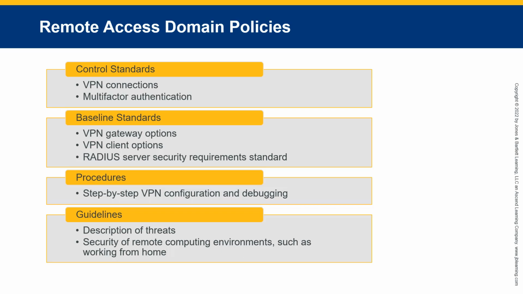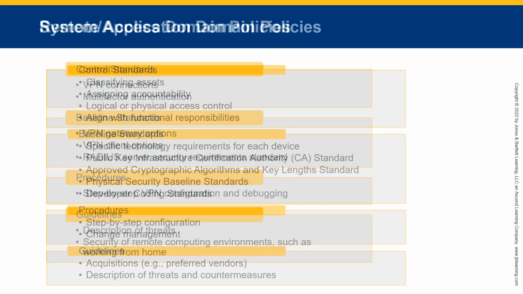The guidelines for implementing control standards are useful to network administrators and access administrators who have responsibilities for remote access. These guidelines may outline various remote computing environments, such as working from home, and methods of security. Remote access domain guidelines often reinforce security awareness training.